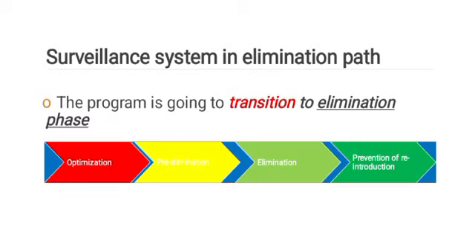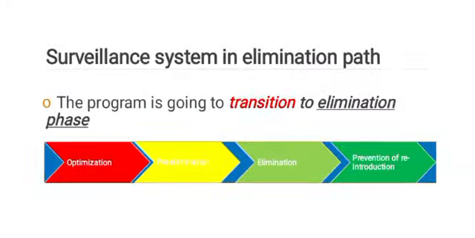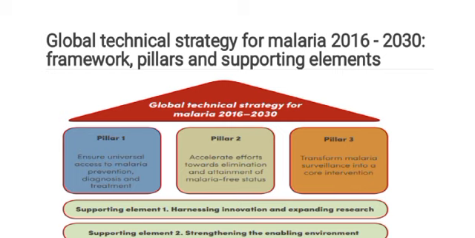Surveillance system, elimination phase. The program is going to transition to the elimination phase. Elimination phase means optimization, pre-optimization, elimination, prevention of reintroduction. Global Technical Strategy for Malaria 2016 up to 2030. From framework, pillars, and supporting elements.